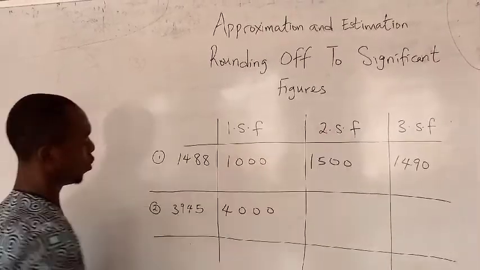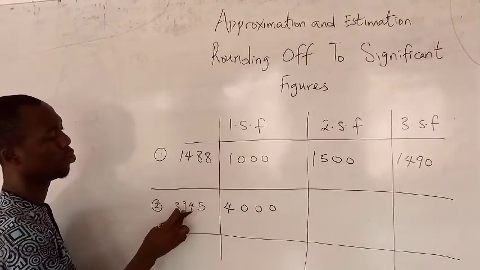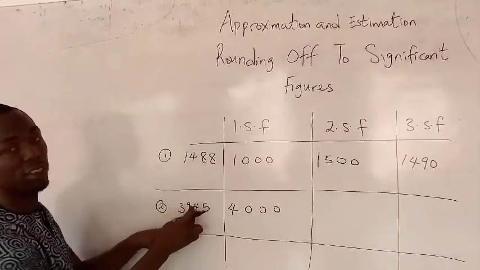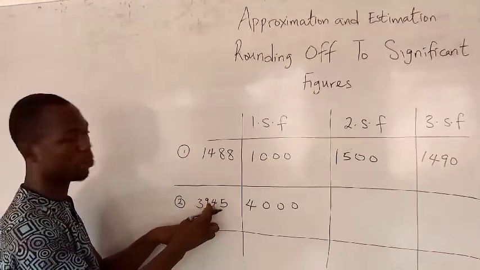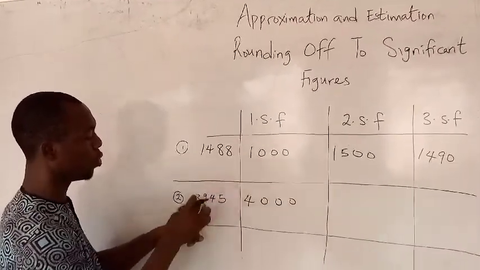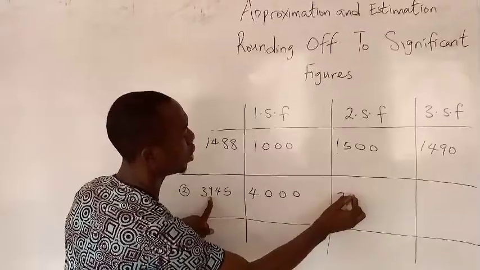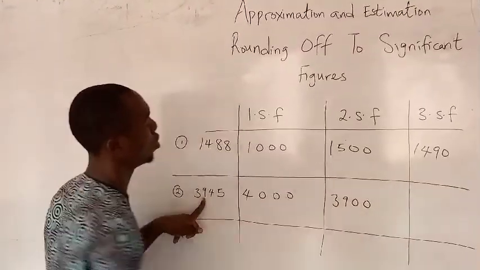Two significant figures. We'll count 1, 2. We'll check the next digit, which is 4. It is not up to 5. So this 2 will become 0. We'll be left with 3, 9, 0, 0.